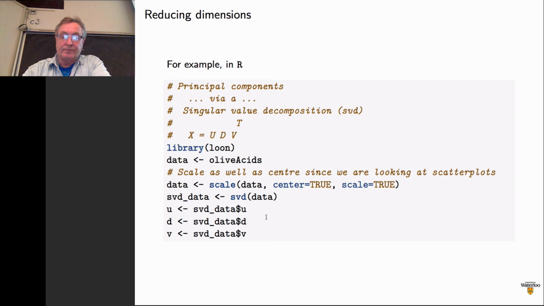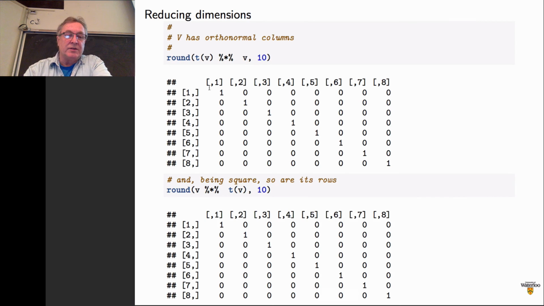And if we look at those, just rounding here, you can check V transpose V, the transpose of V matrix multiplied times V, rounded to 10 decimal places. Sure enough, you get an identity matrix. And V V transpose is also an identity matrix. Since V is a square matrix with orthonormal columns, it also works the other way around, you get the identity. V transpose is the inverse of V.